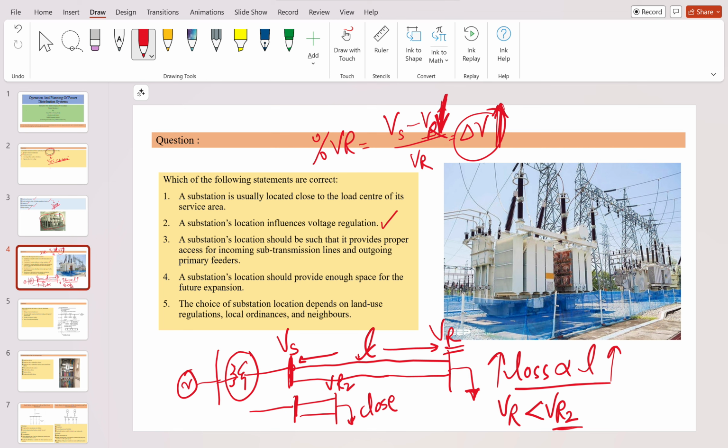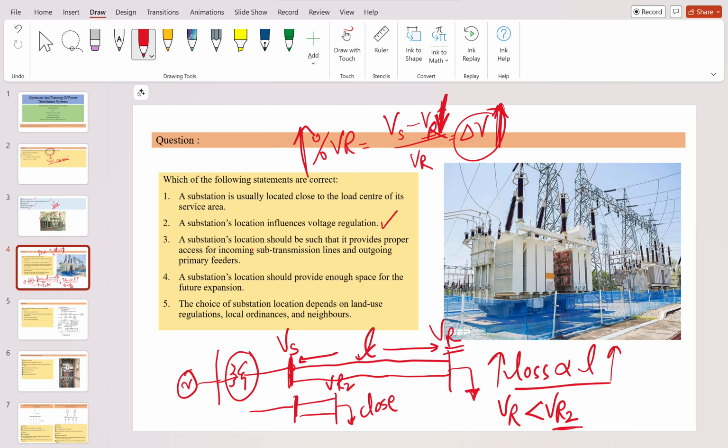If the receiving end is farther, the voltage will drop because of the losses in the line between, so the Vr will reduce. This delta V will increase and the voltage regulation will increase. So that is not required. Basically, voltage regulation should be as minimum as possible. So it actually influences the voltage regulation.